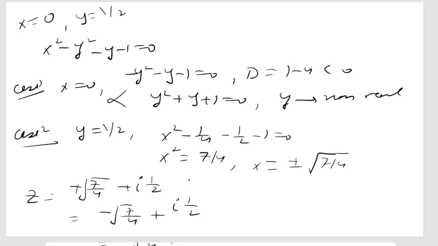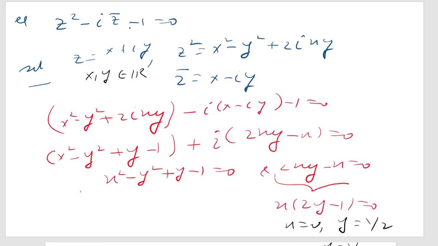See, here the problem is z square minus i z bar minus 1 = 0. But let's take a very basic example: if I ask you to solve this quadratic equation, z square minus i z minus 1 = 0. Solving this is exactly the same as a quadratic equation. Got it?